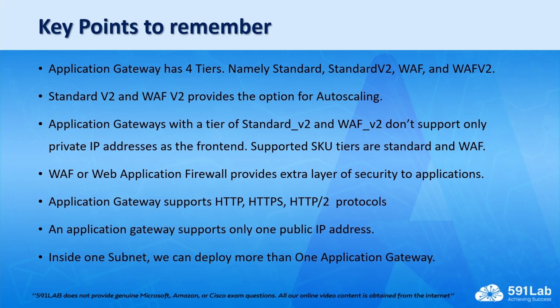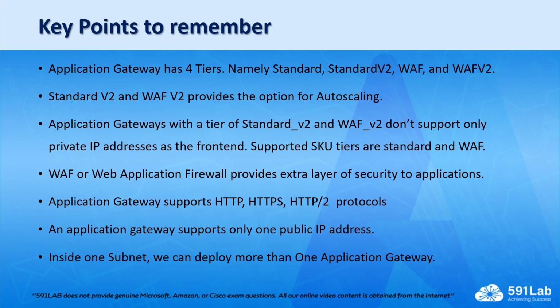Now an application gateway supports only one public address. Here we need to understand that whenever we create an application gateway, we find one component called the front end. And inside the front end, we can only use one public address. Other than that component, we do not have any option to use a public IP address inside the application gateway.